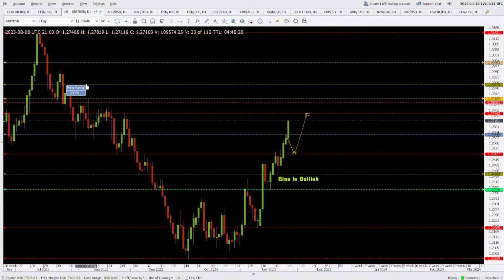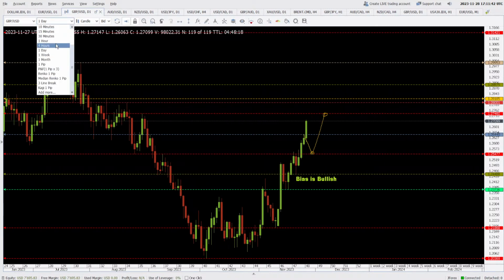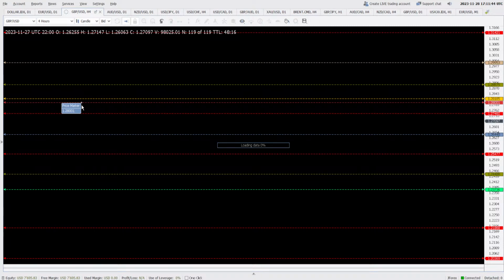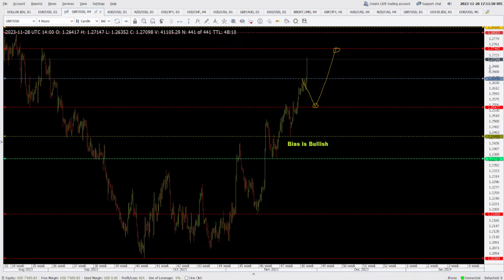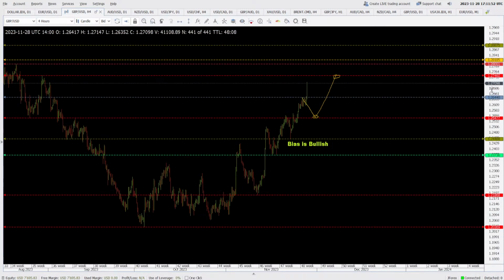I just mentioned, yeah, okay. So I will tell you why it is significant. Right now, I just mentioned it just like that, but I'll explain to you now in detail why this is a significant level. Okay, I go to 4-hour, and I show you this 1.2887, right? This was the level.